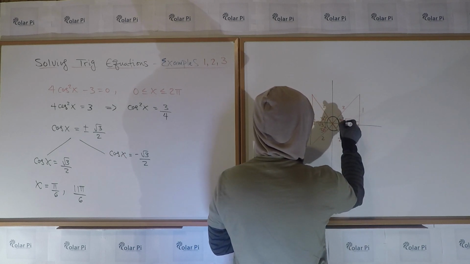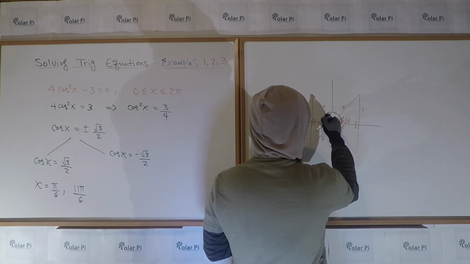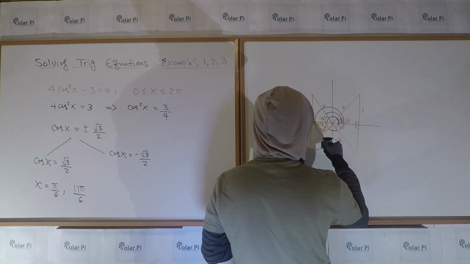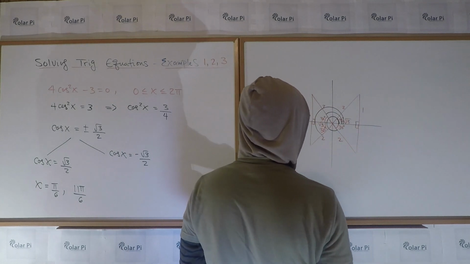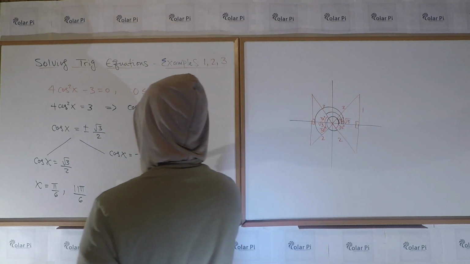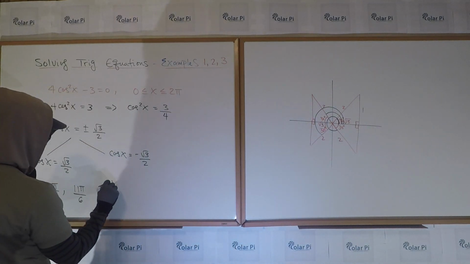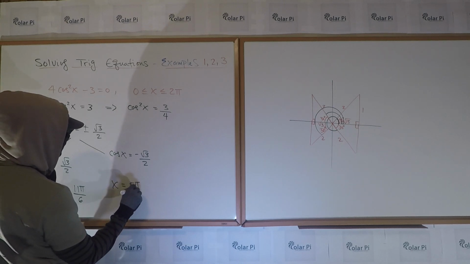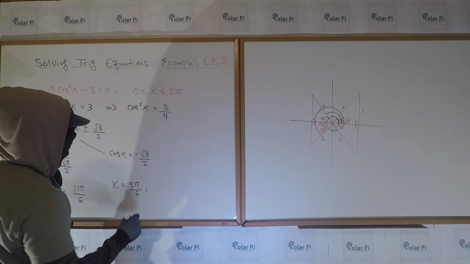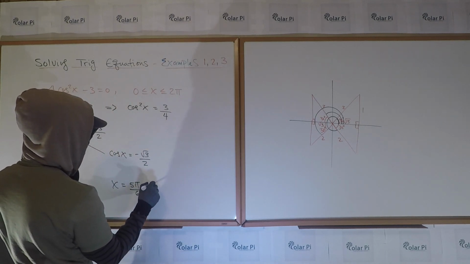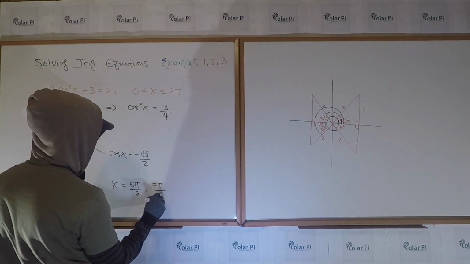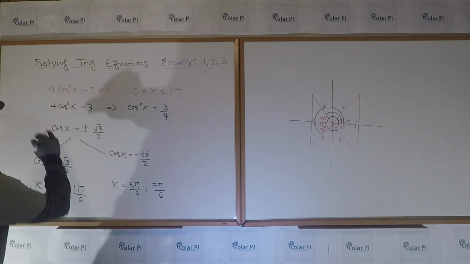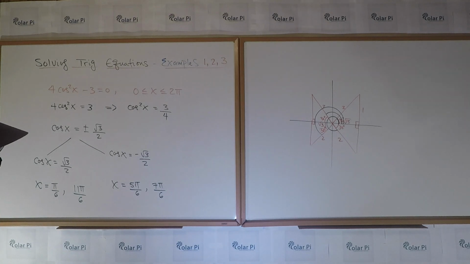So the first of them is this guy, and that's 30 shy of 180, which is 150, and the second of them is this guy, which is 30 more than 180, so that's 210. So 150 and 210 are the answers from here. So that's x equals 150 is 5 times 30, so 5 pi over 6. And then 210 is 7 times 30, so 7 pi over 6. So here are the 4 answers, the correct answers in this interval for that equation. And so we're done with example 1.